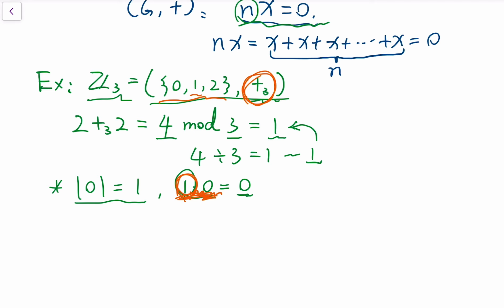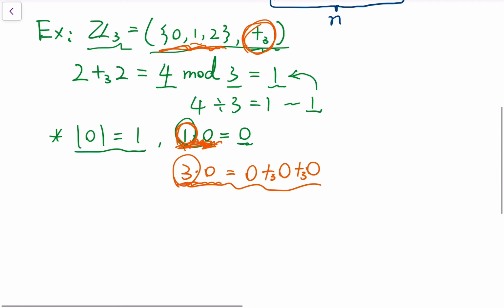For example, if we use something like 3 times 0, this 3 is not an element in this Z3, but this is still a legit format, and it just means you have 3 zeros here, and then you do the operation for them. So just be careful, this first number is not an element in the group. Okay, then we can talk about the order of 1 in the group.